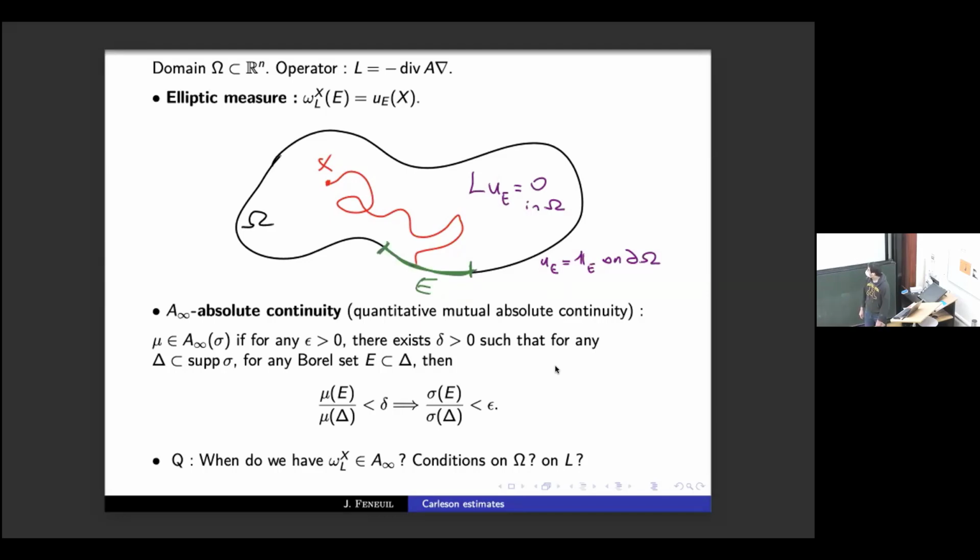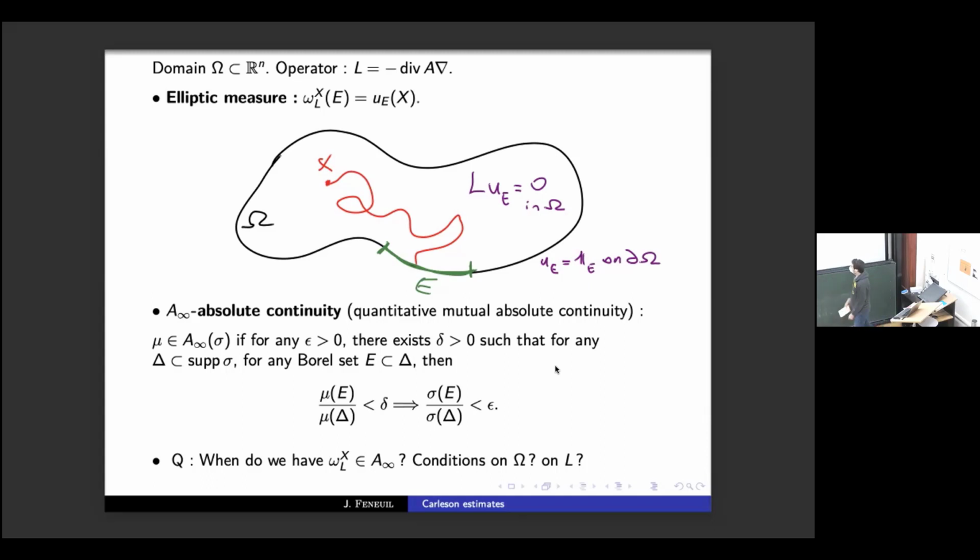So we want, if the measure of one set is small, then the measure of, if a set is small under one measure, then it's small under the other measure too, in a quantitative way. So what we want to know is, when do we have that the harmonic measure is A infinity absolutely continuous with respect to, well, the surface measure or the Hausdorff measure on the boundary.